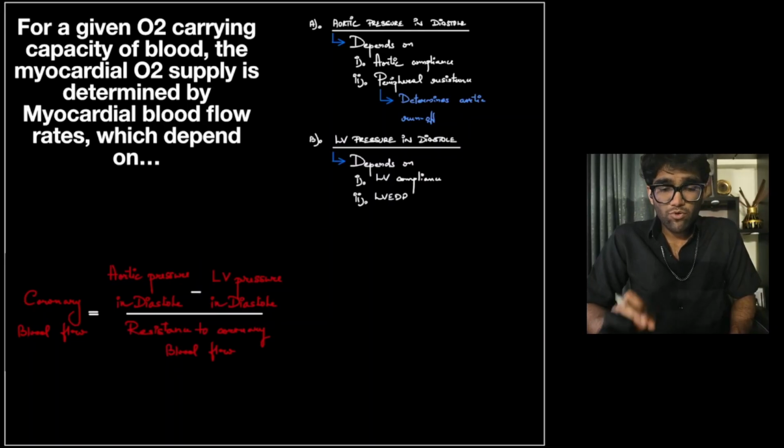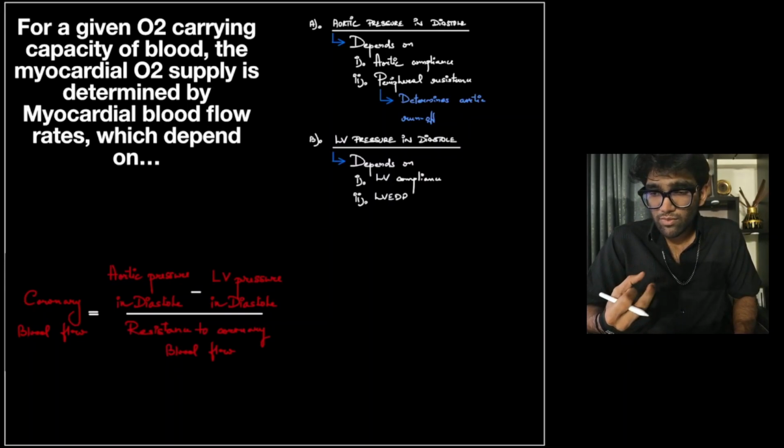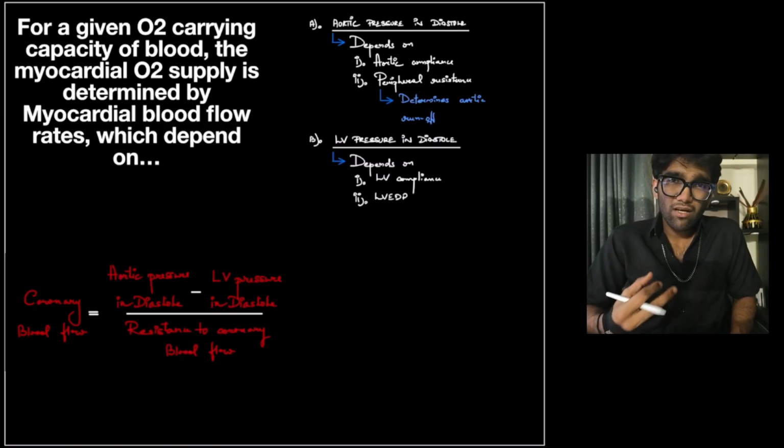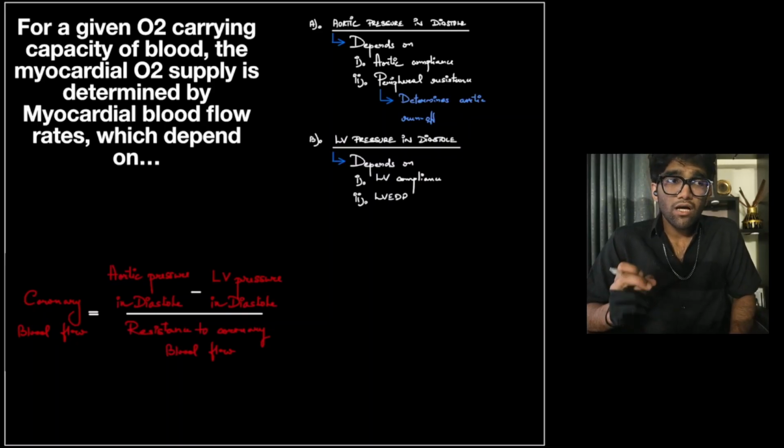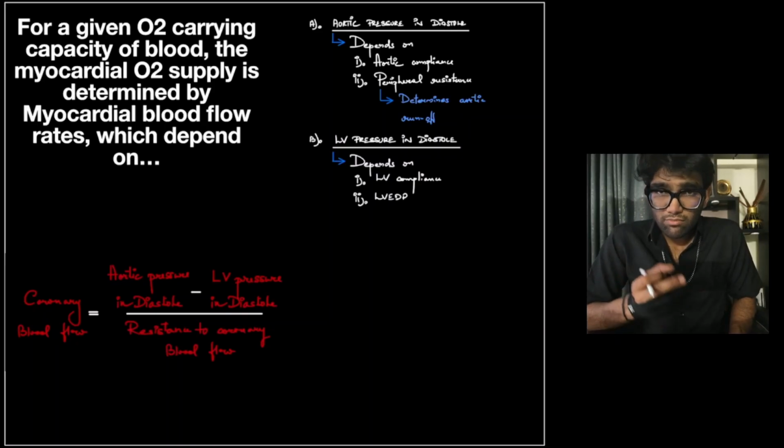So say you have hypertrophic cardiomyopathy. Because it is a concentric hypertrophy, usually the internal diameter of the LV is decreased and the LV compliance is decreased. In that situation, you get pain. Why do you get pain? Because there is an increase in the LV pressure in diastole, and that decreases the blood flow to the myocardium during diastole.